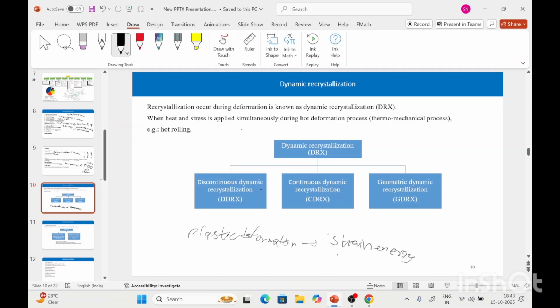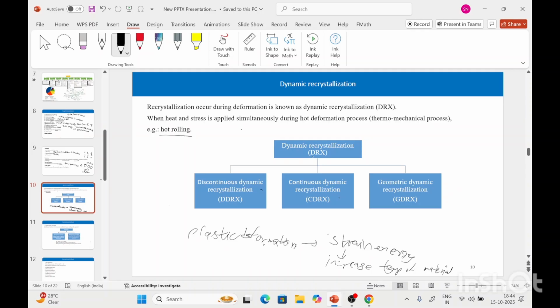So that strain energy means the plastic deformation, if it tries to recover, then some energy is released, and that will increase the temperature of the material. That increase in temperature also provides the driving force for the recrystallization during dynamic recrystallization. So the example for this can be hot rolling.